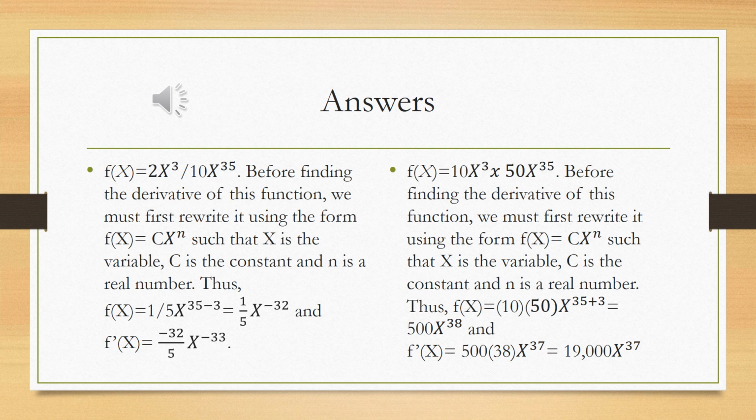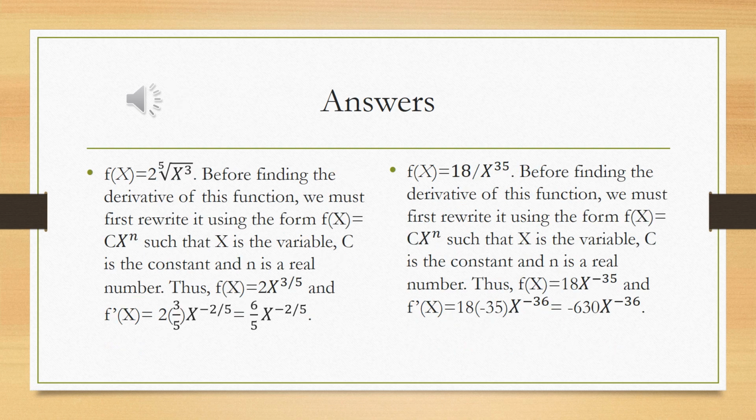F of x equals 10x to the 3 times 50x to the 35. Before finding the derivative, again we must write it in the form f of x equals cx to the power n, such that x is the variable, c is the constant, and n is the real number. Thus, f of x becomes 10 times 50 times x to the power 35 plus 3, which is 500x to the power 38. And f prime of x becomes 500 times 38 x to the power 37, which is 19,000 x to the power 37.